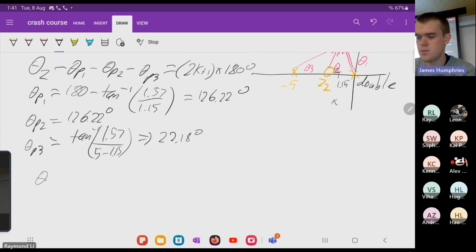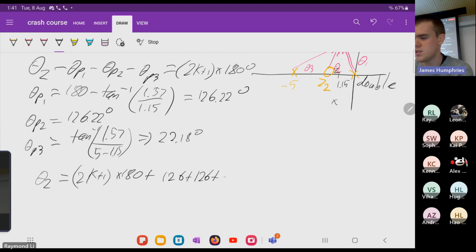And then the zero is just going to be 2k plus 1 times 180 plus 126 plus 126 plus 22, which then gets you, when we set k equal to -1 to try and cancel some of this stuff out, 94.63 degrees. Bit of trial and error, but eventually you get somewhere in the range where you'll be like, seems appropriate.